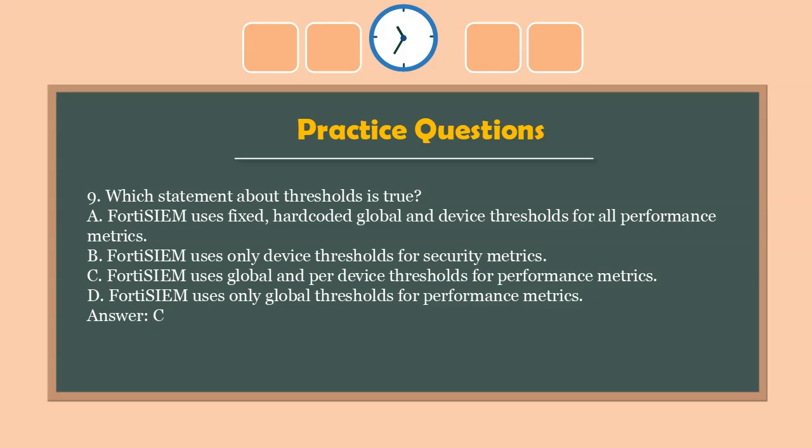9. Which statement about thresholds is true? A. FortiSIEM uses fixed, hard-coded global and device thresholds for all performance metrics. B. FortiSIEM uses only device thresholds for security metrics. C. FortiSIEM uses global and per-device thresholds for performance metrics. D. FortiSIEM uses only global thresholds for performance metrics. Answer: C.